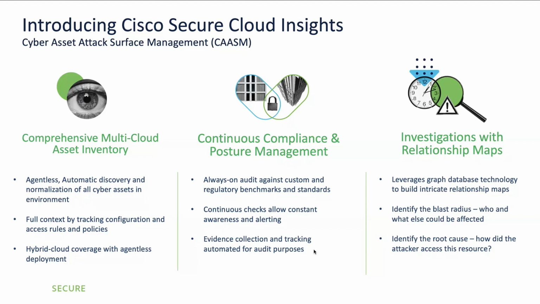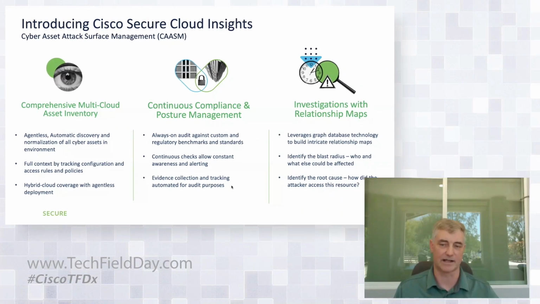And then finally, investigations and relationship maps. If there is a problem or you're just out there doing threat hunting to see how robust the architecture is you built, we can leverage the graph database technology. You're going to see a lot of that today. It allows us to do two things. One is the blast radius. What is the lateral movement capability if somebody did compromise a particular host? And then what is the root cause analysis and how am I affected because of it?